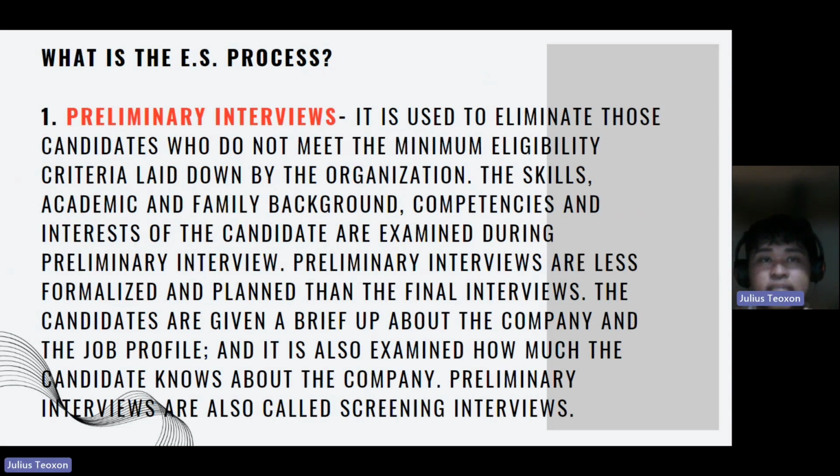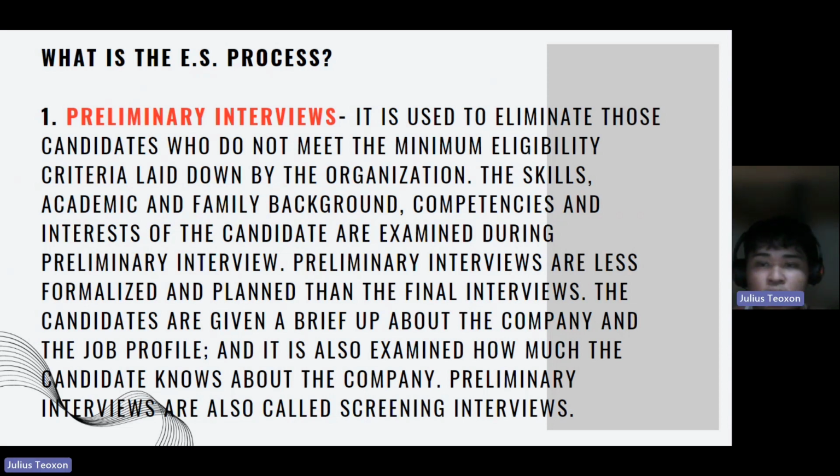Next, what is the ES process? So first is preliminary interviews. It is used to eliminate those candidates who do not meet the minimum eligibility criteria laid down by the organization. In the preliminary interview, it will be known immediately who is eligible and who is not for the job, based on their credentials, background, competencies, and the criteria laid down by the organization.